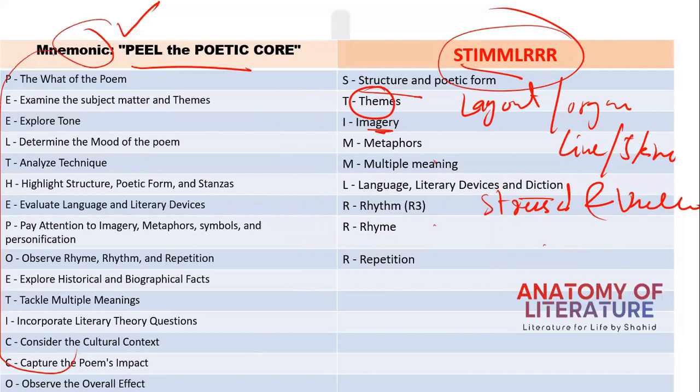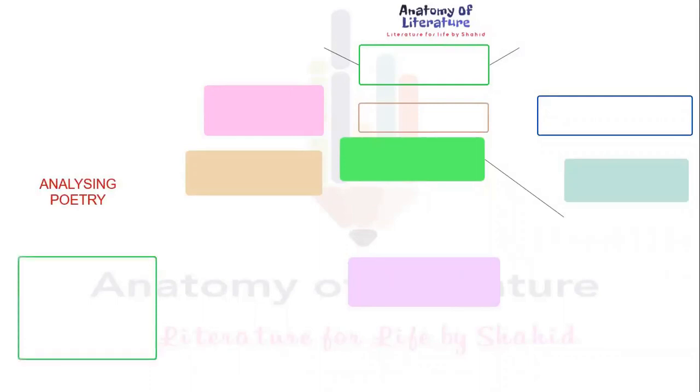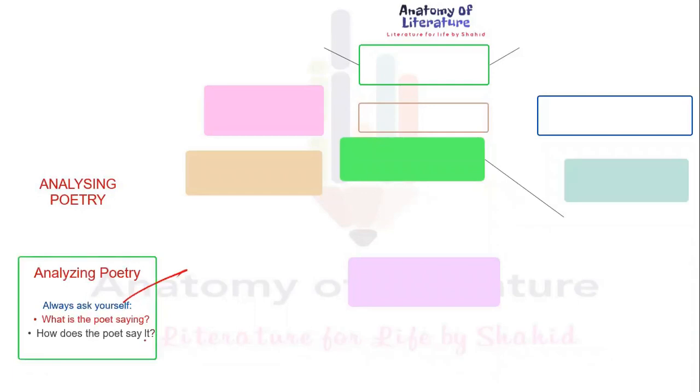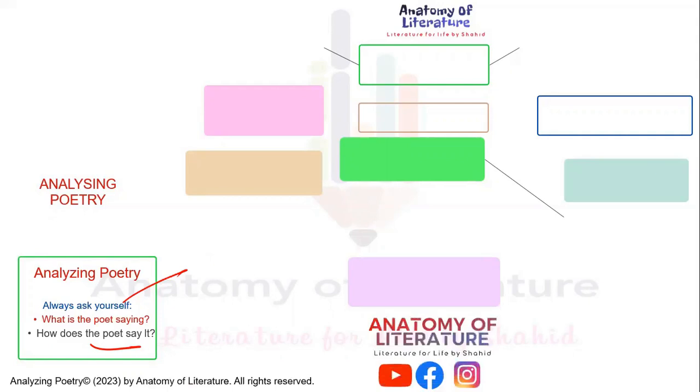So now we'll be going for the Peel the Poetic Core mnemonic device, and we'll be understanding how a poem can be analyzed critically while keeping in mind the various perspectives. So the first step involves identifying the what of the poem. When we talk about the what of the poem, we keep in mind what the poet is saying, how the poet says it, and who he is addressing. So all of these things should be in our mind.